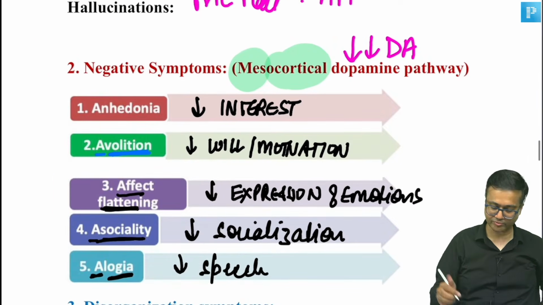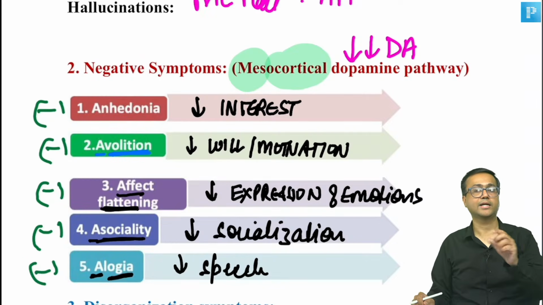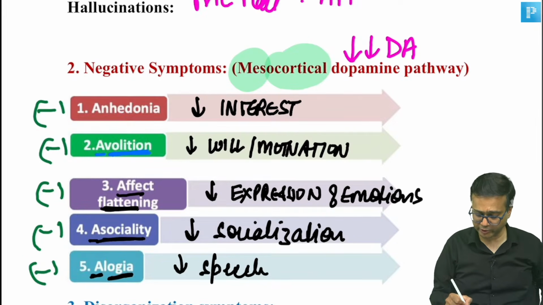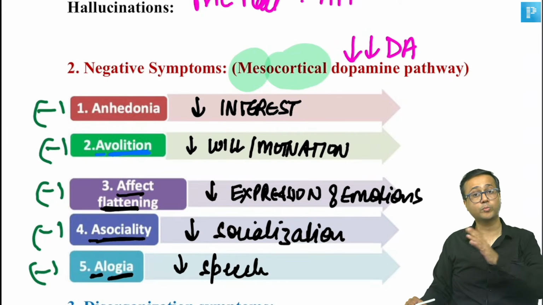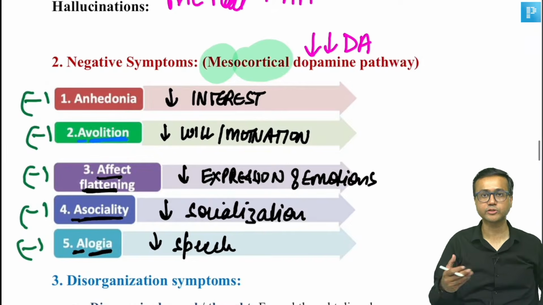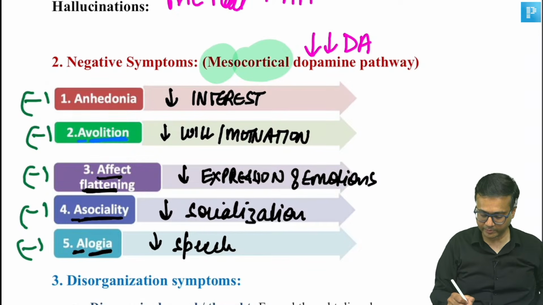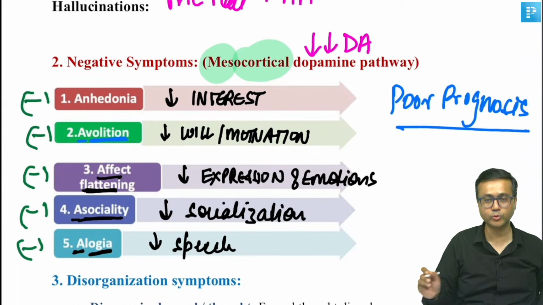But can you appreciate why we are calling them negative symptoms? Because you can appreciate, beta, everything is getting minus. And also can you appreciate, beta, one of the reasons for these negative symptoms is decrease of dopamine. So usually you will see that antipsychotics may not show very good response with negative symptoms. So remember, they have poor prognosis. Is it clear to everyone, beta?